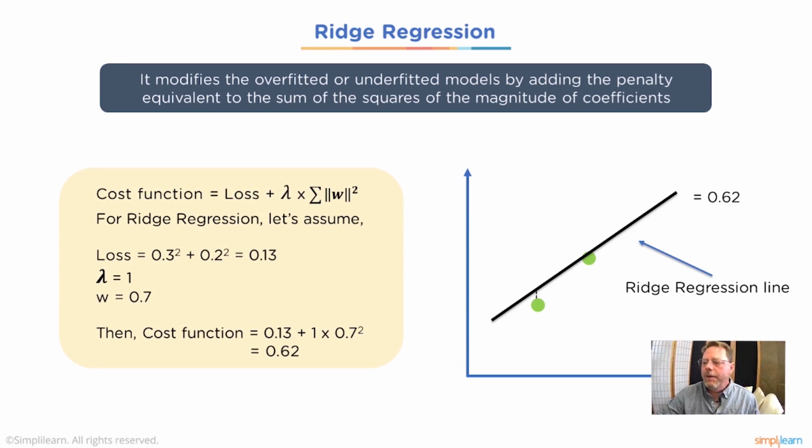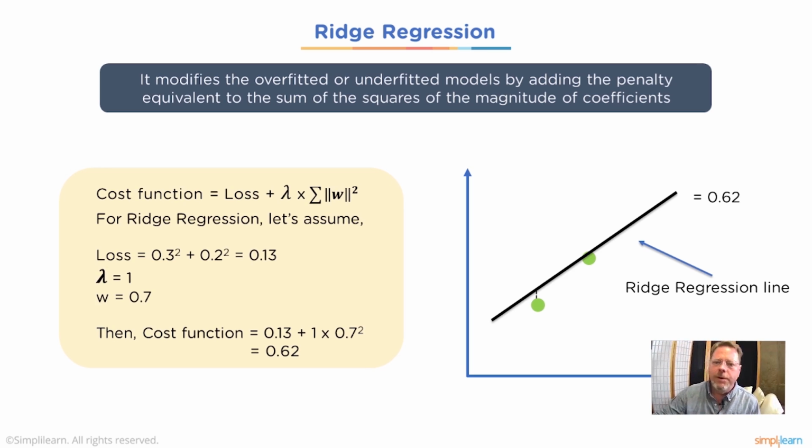And then let's say we have a ridge regression line, and it does this. We go ahead and plot it, and we do the calculations on the data. And for the ridge regression, let's assume a loss equals 0.3 squared plus 0.2 squared equals 0.13. So when they put all the calculations through of the 2 points, we end up with the 0.62.